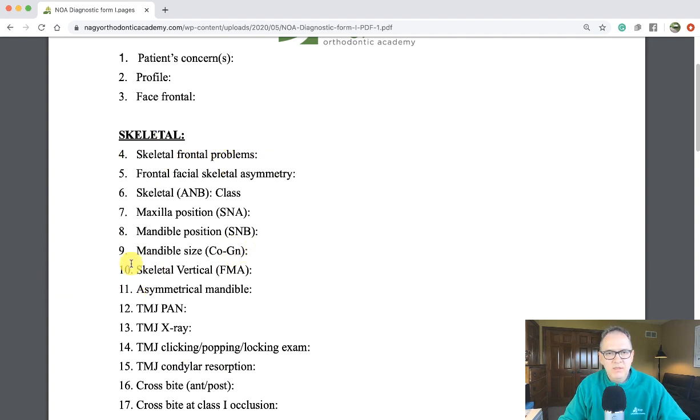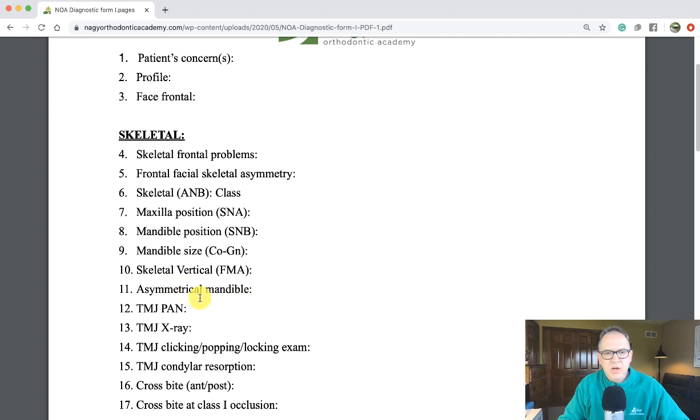We're going to practice this with an example case, but first I need to explain the form to you. Then we're going to have the skeletal vertical, which is your FMA, and I would put in the value, for example, FMA of 16, that would be deep bite. So skeletal deep, skeletal open, skeletal average. FMA of, let's say, 32, skeletal open. FMA 16, skeletal deep. So this is going to be deep, normal, open.